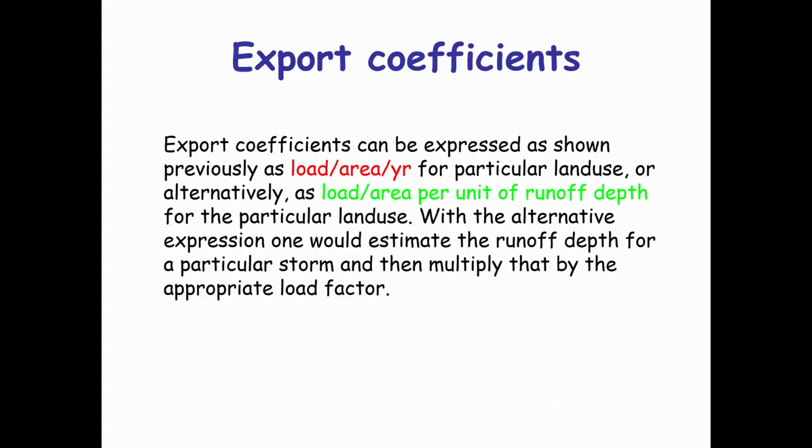So the export coefficients can be expressed as load per unit area per year, or load per area per unit of runoff depth. The second of those units, load per area per unit of runoff depth, might be more useful, because there you'd be able to apply that more broadly to areas where you have high runoff depth and areas where you have low runoff depth, associated with the amount of precipitation or the type of soils that you have.